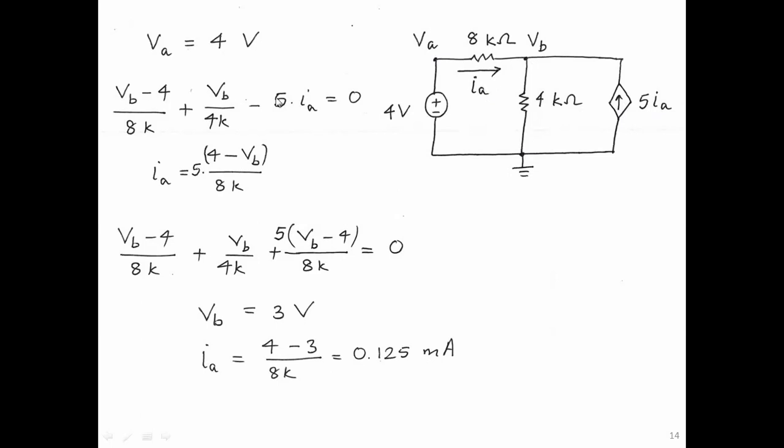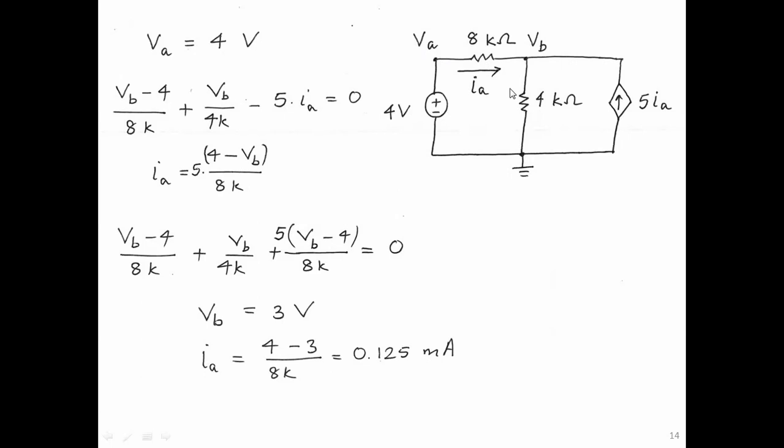So let's write the equation. We say VB by 4 plus (VB minus VA) by 8. Now VA is 4 volts, so we say (VB minus 4) by 8. So this is (VB minus 4) by 8 plus VB by 4, and then minus this current 5Ia equal to 0. So we've got one equation, but we need to find Ia in terms of nodal voltages. Ia is (VA minus VB) by 8. VA is 4, so Ia is (4 minus VB) by 8.